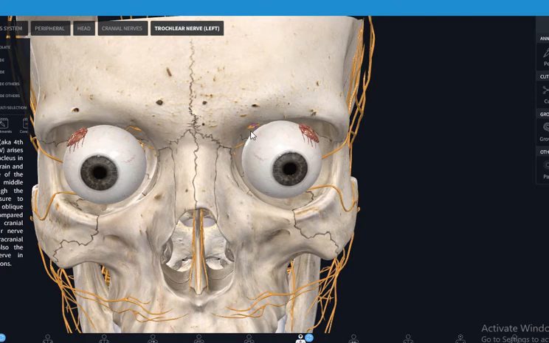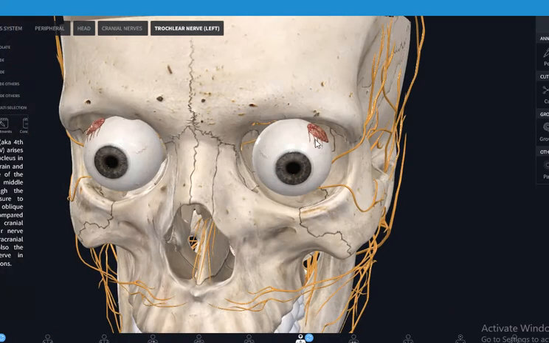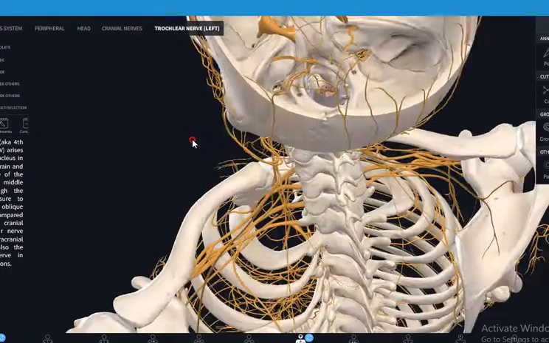Normally the superior oblique is found on this location, and it passes all around here. So when the superior oblique contracts, it causes the eye to move in this way. We are going to visualize that in the section on the eye.